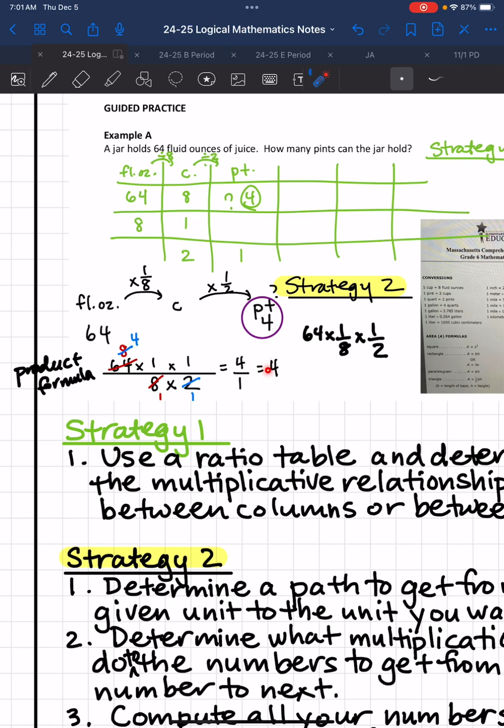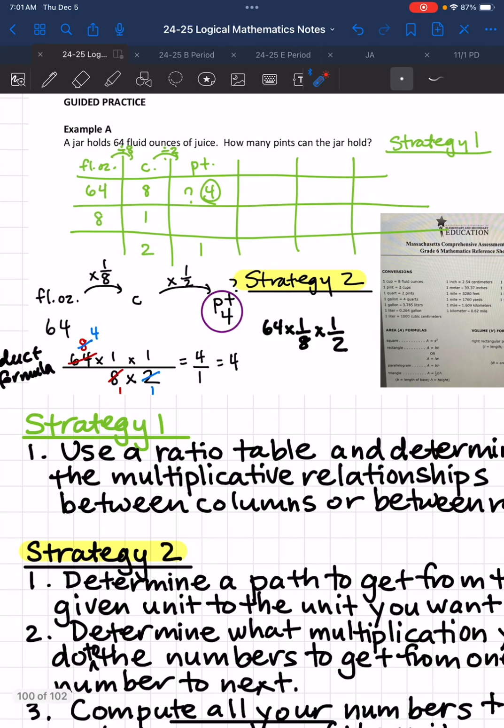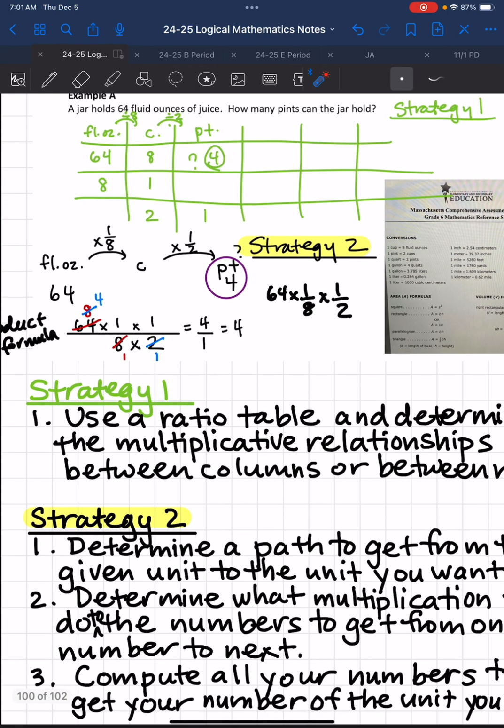Okay, so I have my number. I have my number of pints. It's 4. So I put 4 with pints, and that's how many pints there are when we have 64 fluid ounces. So that's how you convert measurement units. You first determine the path that you want to get to the unit that you want. Then you do a multiplicative analysis, or you look at what you have to multiply, the numbers that are associated with those units, and you figure that out right here. And then you straight up compute your numbers. So you do the work that's necessary. So 64 times 1/8 times 1/2 in this case.